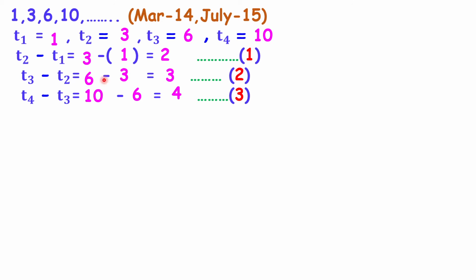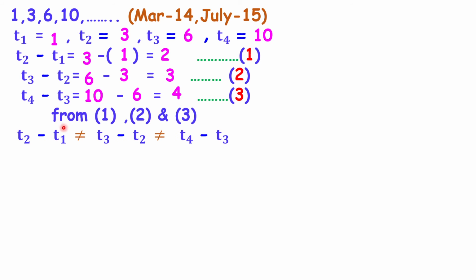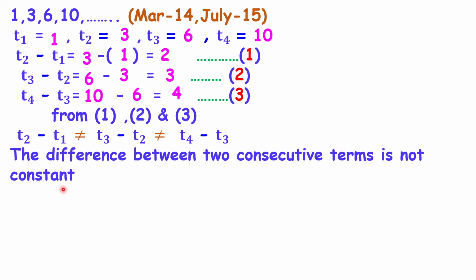Observe from 1, 2 and 3: the difference between the first two consecutive terms is 2, the difference between the third term and second term is 3, and the difference between the fourth term and third term is 4. These are not the same. That means T2 minus T1 is not equal to T3 minus T2, which is not equal to T4 minus T3. The difference between two consecutive terms is not constant, because all the differences are different. Therefore, the sequence is not an AP.